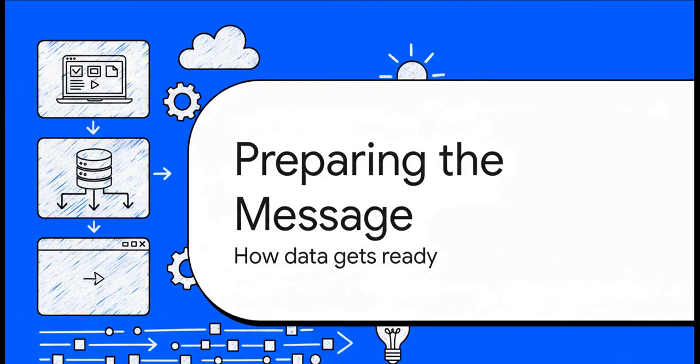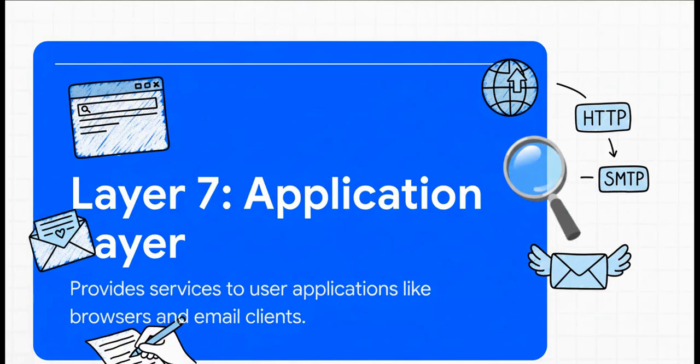All right, part 1, preparing the message. This first phase is all about getting your data packed up and ready for its big trip. These first 3 layers are what people often call the software layers, mostly because they deal directly with the apps running on your computer. Everything starts right here with you at layer 7, the application layer.